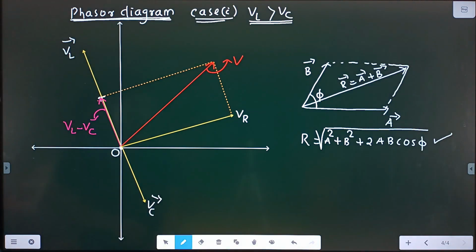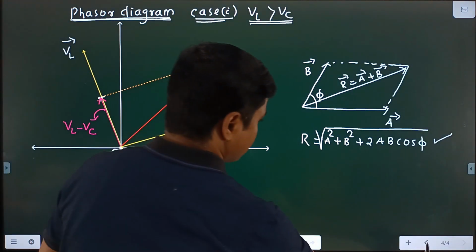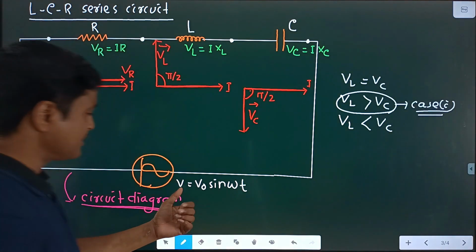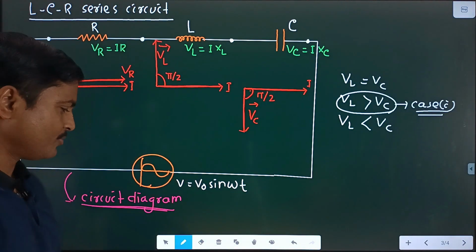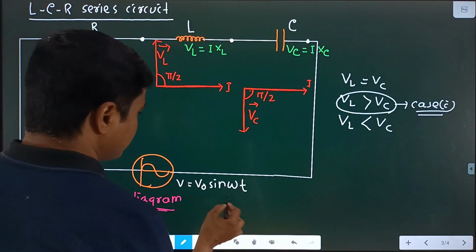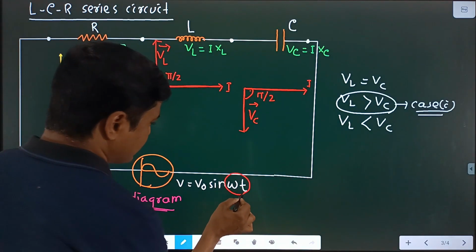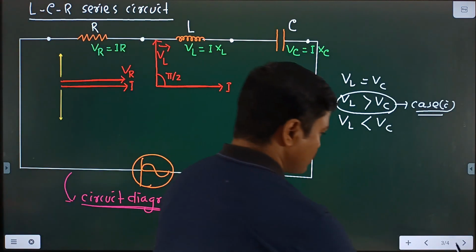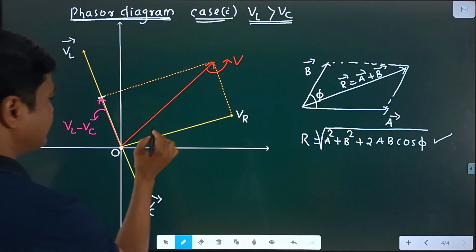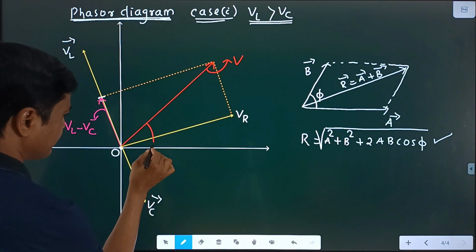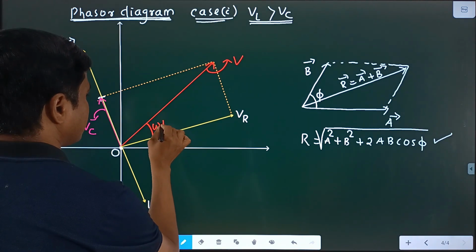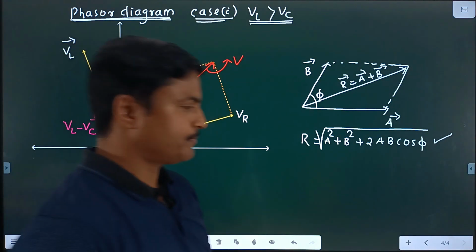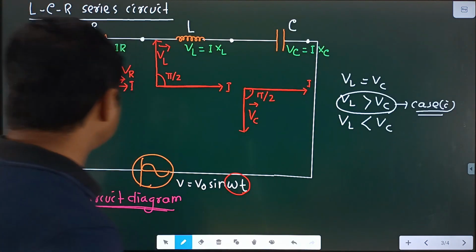Clear? Then what is the phase? Phase of V, applied voltage. This is the expression. Applied voltage V is equal to V0 into sin omega t. Here the phase of the applied voltage is omega t, this angle. Clear? Then look at the diagram.